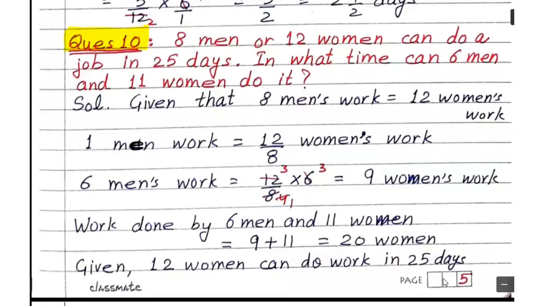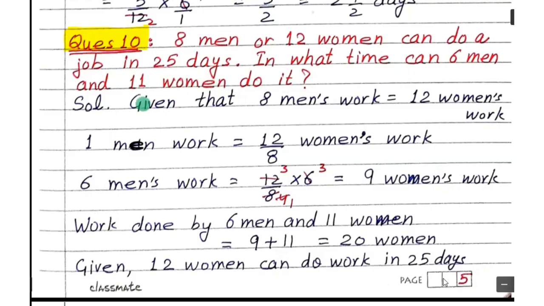Now children, see question number 10. Here 8 men or 12 women can do a job in 25 days, right? Either 8 men complete the work in 25 days or 12 women can complete the work in 25 days. In what time can 6 men and 11 women do it? So let us work it out together now.